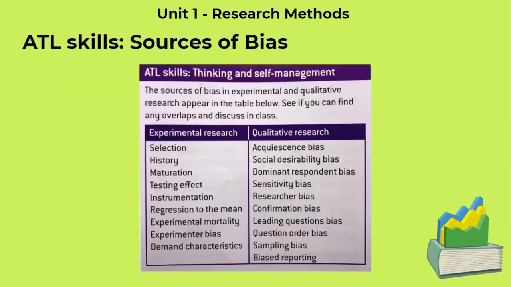So here we have a chart of the types of biases in qualitative and quantitative research. So you can just take a look at this, maybe try to find some connections, do some critical thinking here.